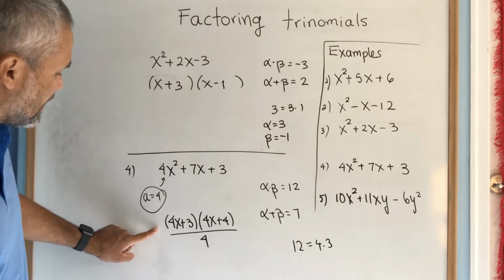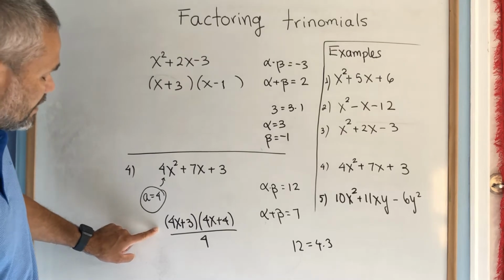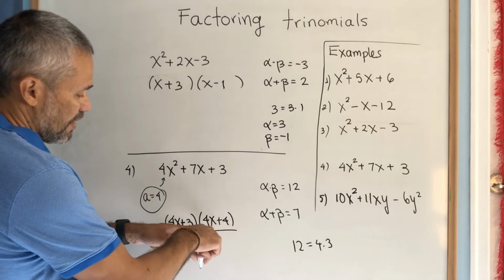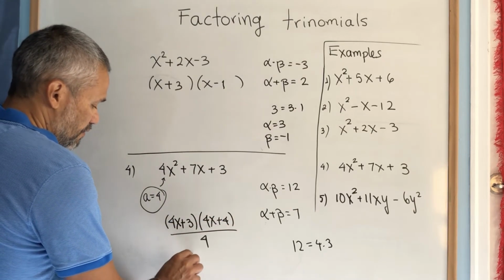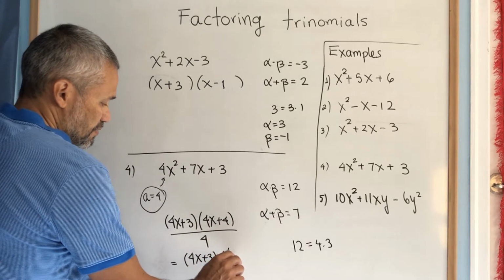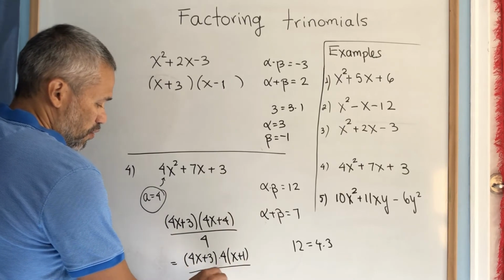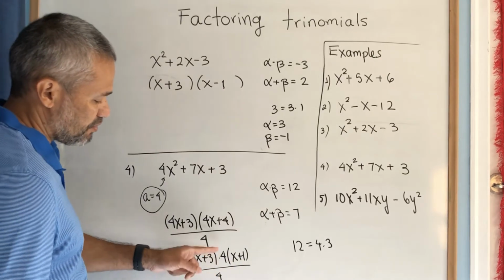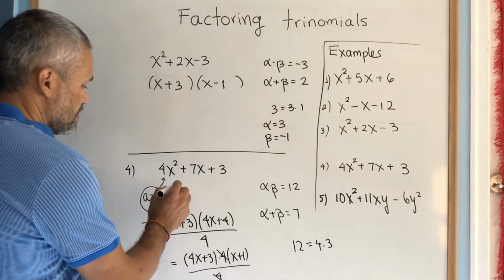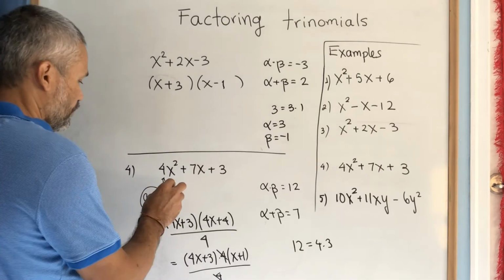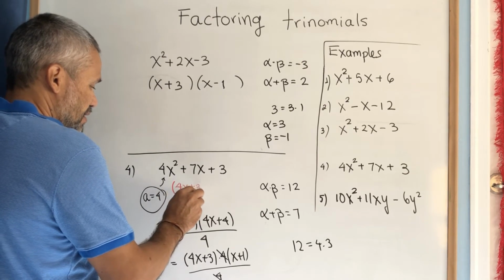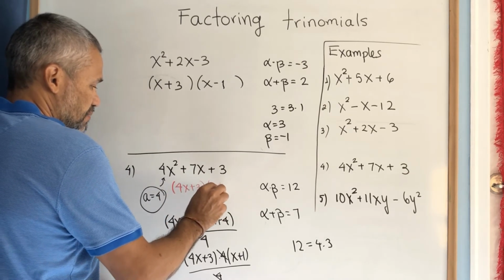You can check that this is the case, and then you need to check if you can do an additional simplification. Notice that for this term, we can factor the 4. And then here we have 4x plus 3 times 4 times x plus 1 over 4. And since 4 is a common factor in the numerator and denominator, we end up with the answer, which is, let me write it in red, 4x plus 3 times x plus 1.